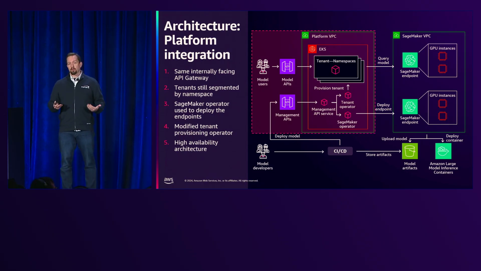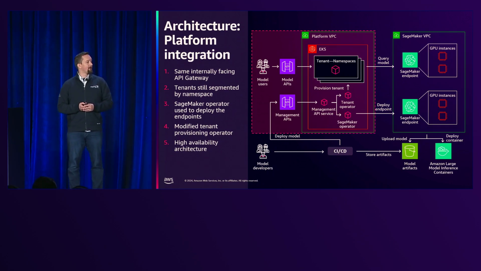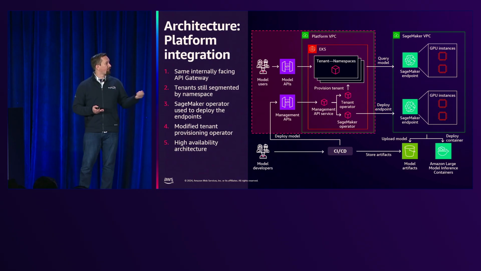Lastly, we had to make some underlying changes to this core infrastructure. So if you see on the bottom, there's the SageMaker operator there. This is the SageMaker ACK. By integrating the SageMaker ACK, we were able to, from our Kubernetes clusters, actually deploy SageMaker endpoints.